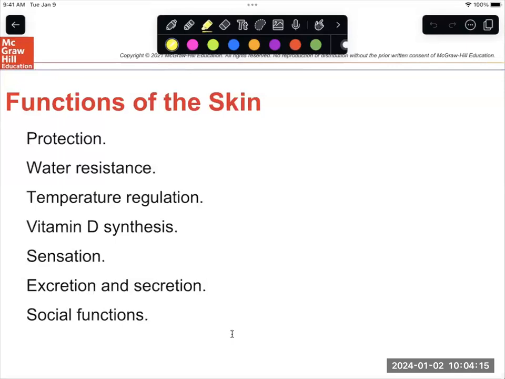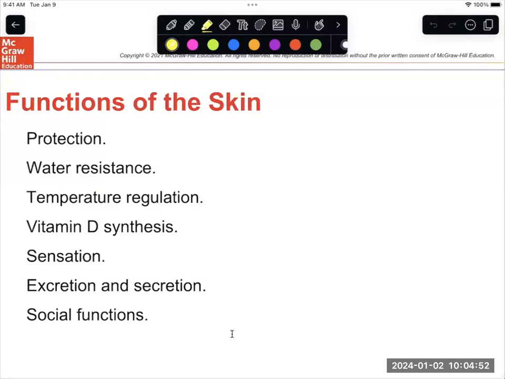Excretion and secretion. Water and different waste products that your cells use or are byproducts from that cell metabolism, we're able to get rid of those through our skin, through sweating. We have other types of glands. We have oil glands. Those are attached to all of our hair follicles, all of our hairs. Helps to keep your skin soft, your hair soft.